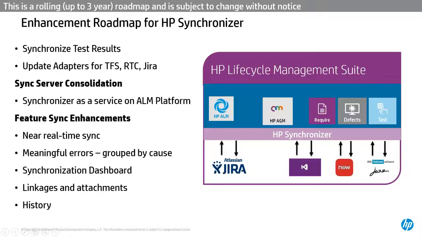Now with Agile Manager, we start off with Synchronizer being a separate installation and separate configuration. As we went about consolidating the infrastructure, what we've done in the latest release for Agile Manager is we've actually put the Synchronizer as a service within Agile Manager. So we call it the Next Gen Sync. And that's a capability that's available to Agile Manager customers today.